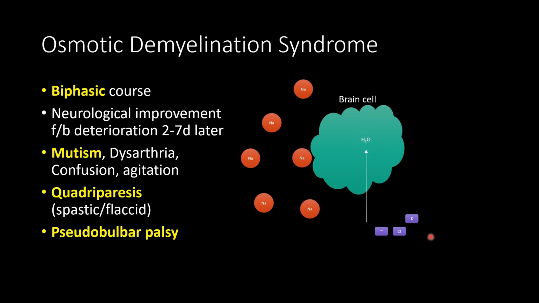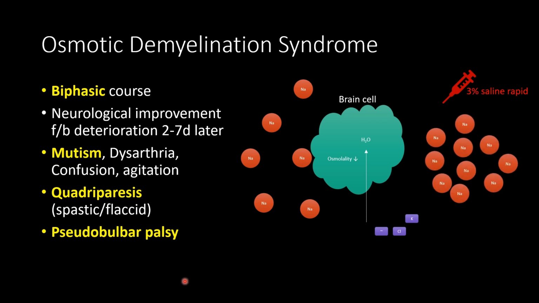So suppose in this case we give a rapid infusion of hypertonic saline or 3% saline. What will it cause? It will cause a rapid increase in extracellular osmolality. But imagine, extracellular osmolality is now rapidly high, but the intracellular osmolality is low. So what will happen? Again the water will move from inside the cell to outside the cell, because of the rapidly increased osmolality outside, and the cell will further shrink.